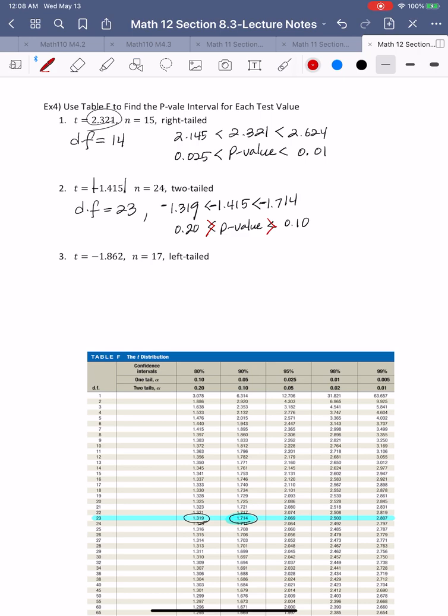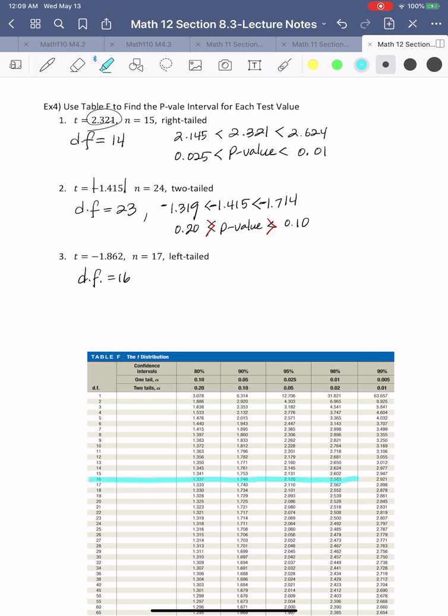Okay, so t equal to negative this time, but n equal to 17. So degree of freedom for this one is 16. So I want to erase this. So 16 is right here.